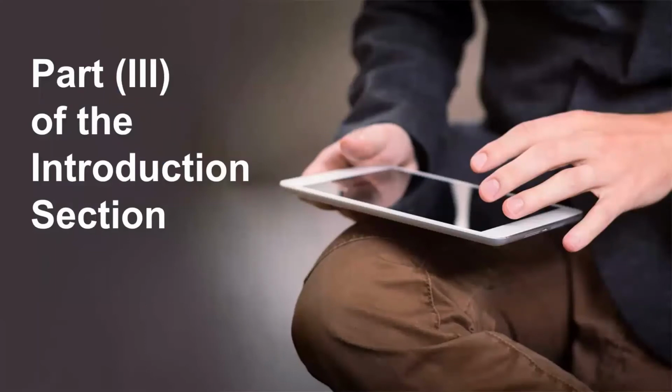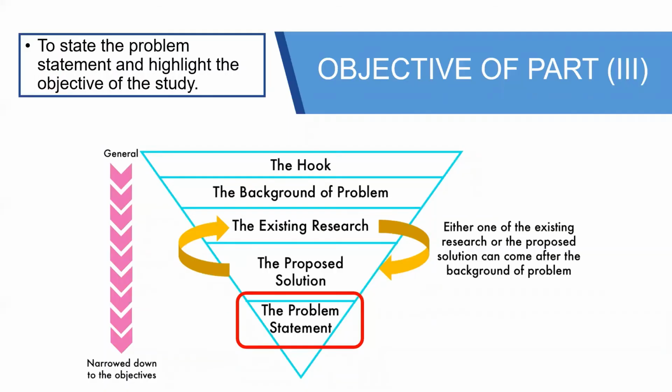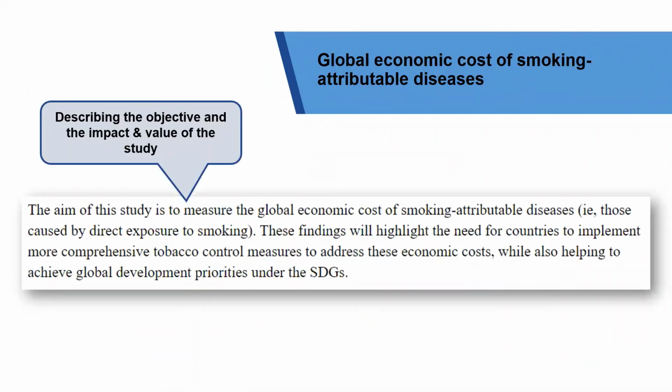So the third part of the introduction section is the problem statement. It's important to state clearly the problem and the objective of the study and the manuscript you're writing. So I'll also give a couple of examples from the literature. For example, this study is titled Global Economic Cost of Smoking-Related Diseases. What they did is that they described the objective and the impact and value of the study. So they mentioned the aim, it's direct, it's clear.